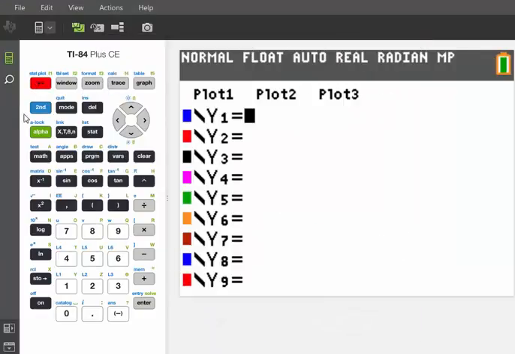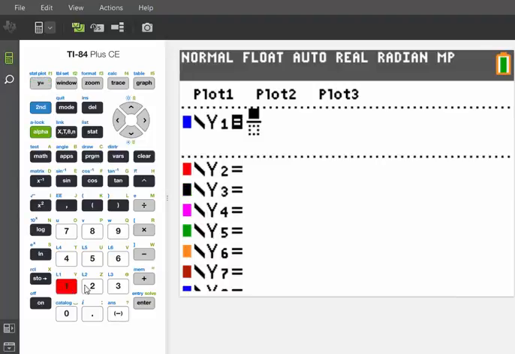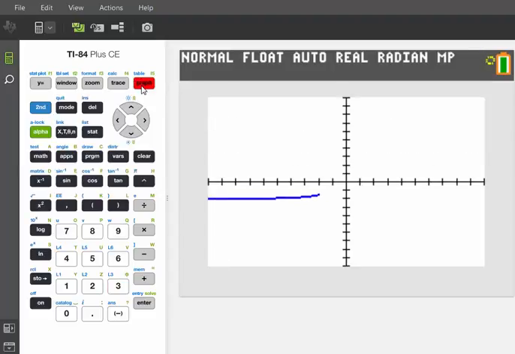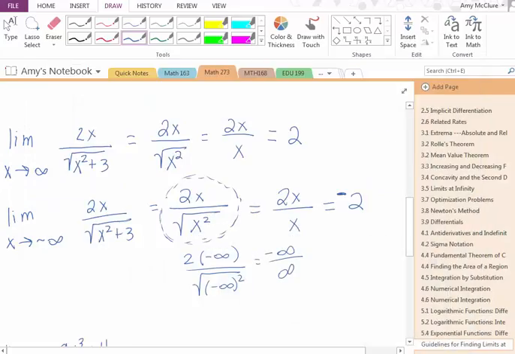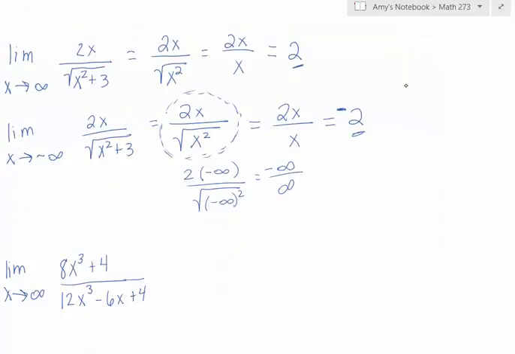So in y equals, I'm going to put in our function, and we are going to graph this. You can see that as you go towards positive infinity here, you're getting closer and closer to the number positive 2. As you go towards negative infinity, you're getting closer and closer to negative 2. So that's why your answer is positive 2 here and negative 2 here.